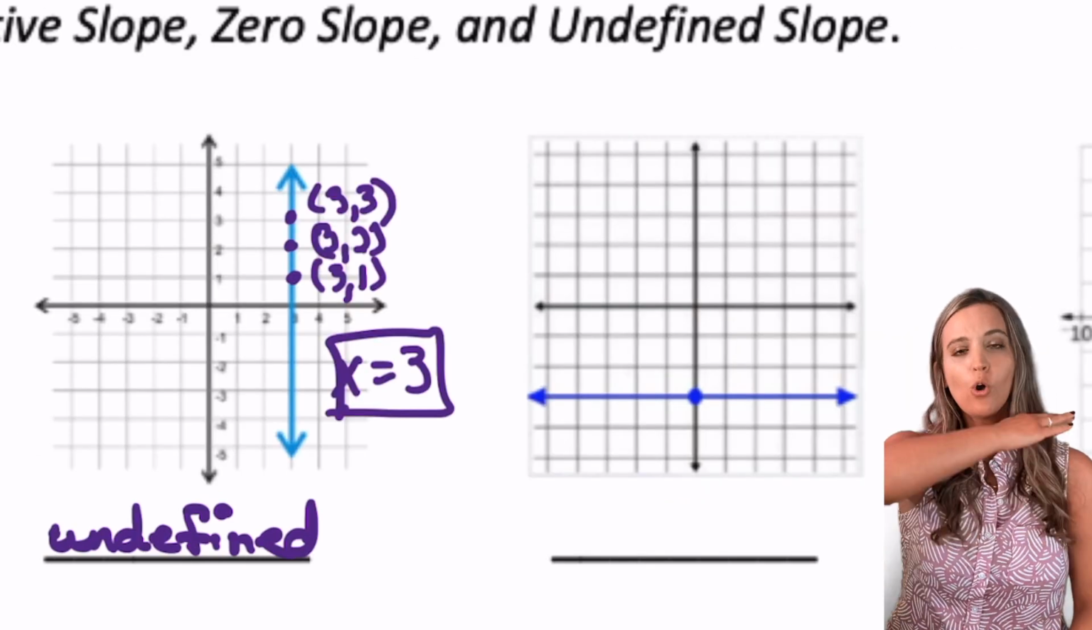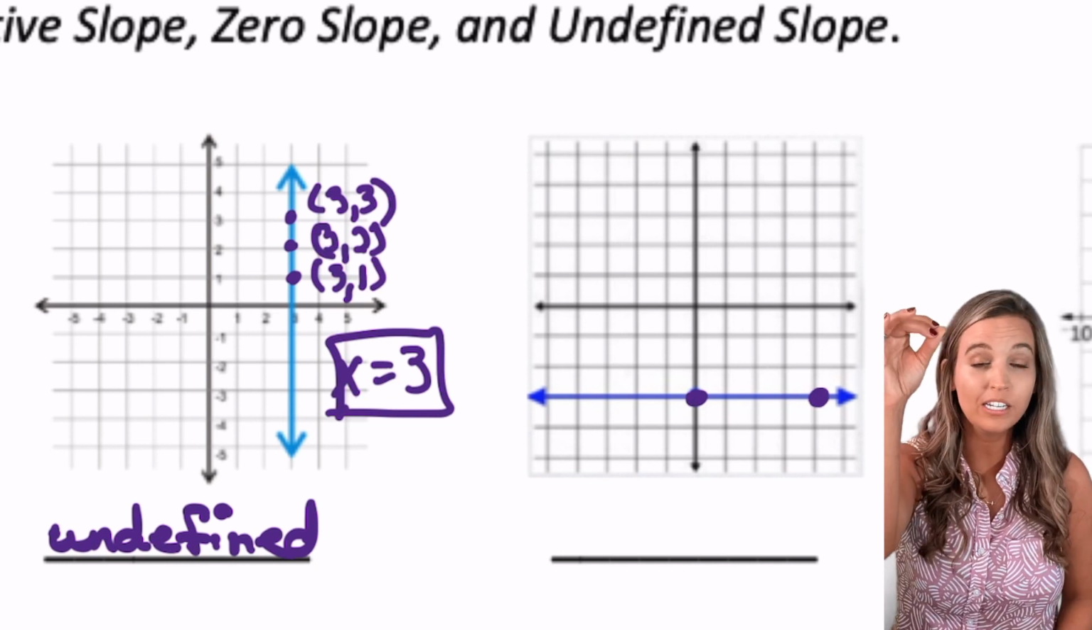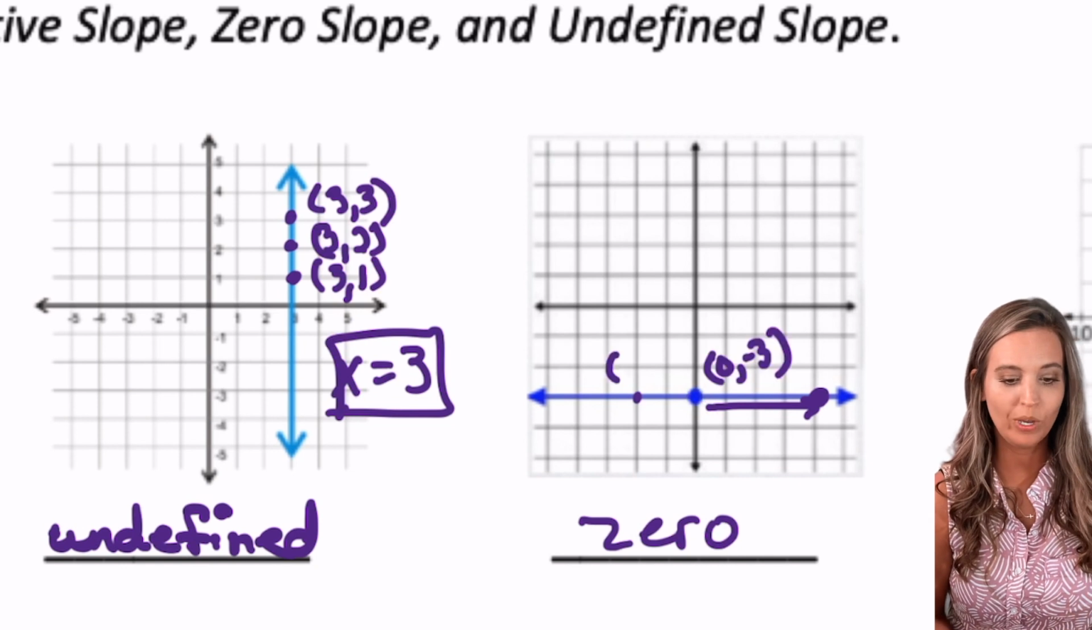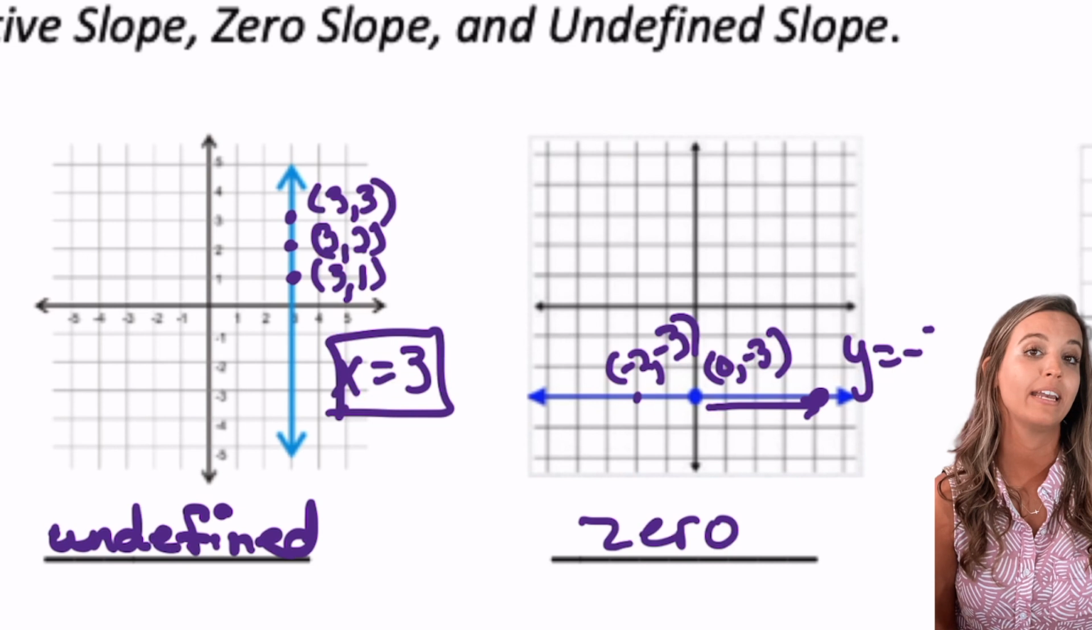Now the next graph is a horizontal line. This has a 0 slope because we rise 0 as we run across. Everywhere on my graph, my y value is -3. So the equation for this line would be y equals -3.